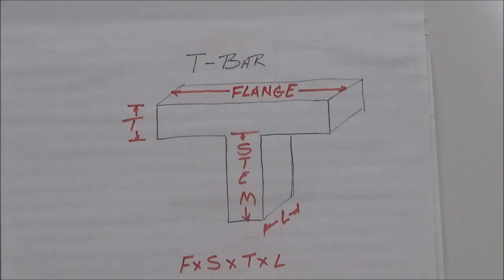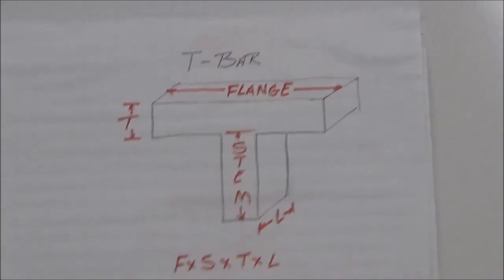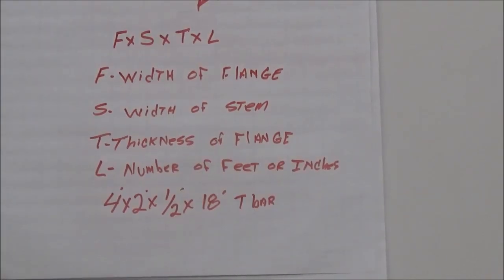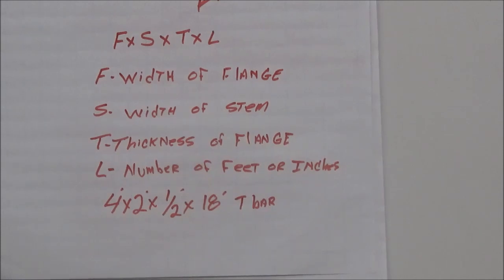So we've got the flange, we've got the thickness of the flange, we have the stem, and we have the length of the material. That's going to be written as F times S times T times L. Let's take a look at what each one of those mean. All right, there we go. Now, like we said earlier, we are going to write this out as F times S times T times L.